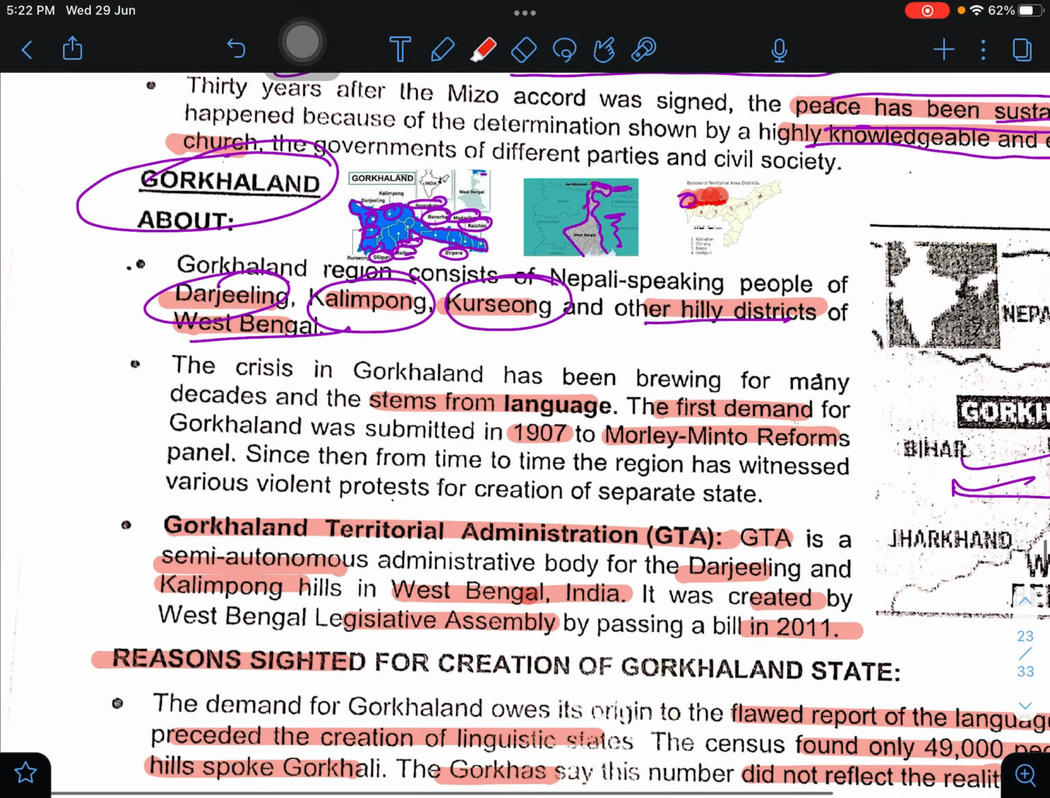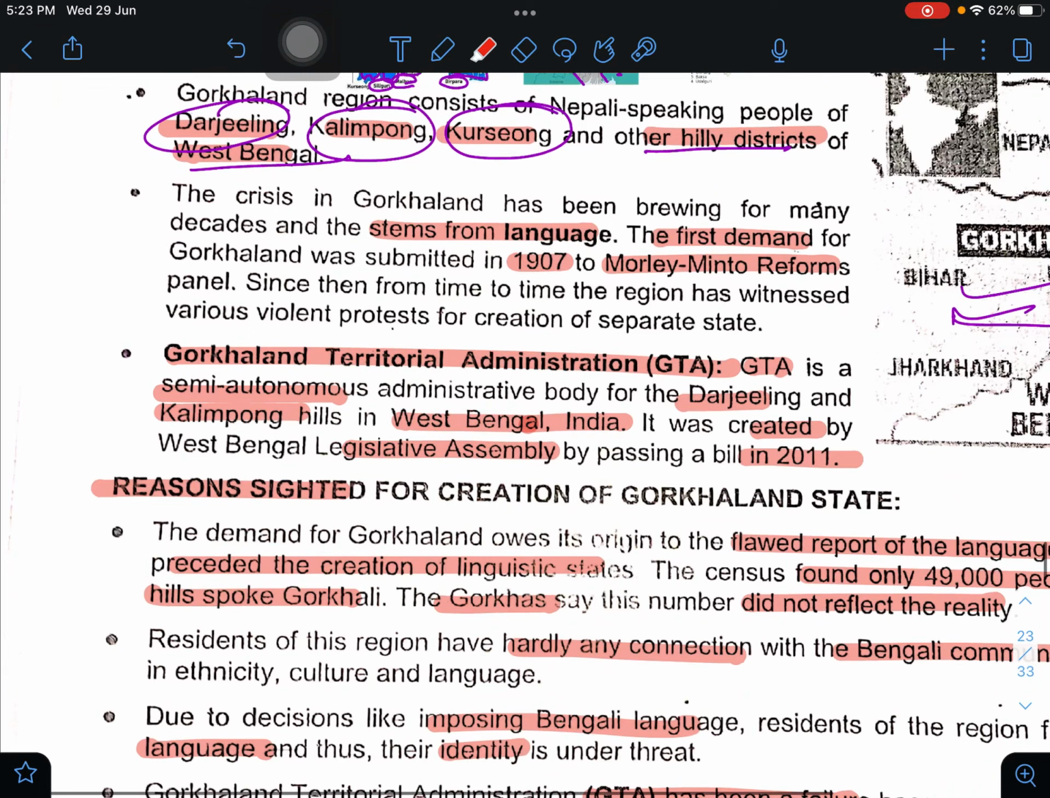Now, the Gorkhaland region consists of Nepali-speaking people of Darjeeling, Kalimpong, Kurseong, and other districts of West Bengal. The crisis of Gorkhaland has been brewing for many decades and stems from language. The first demand for Gorkhaland was submitted in 1907 to the parliamentary reforms. Since then there have been various violent protests.